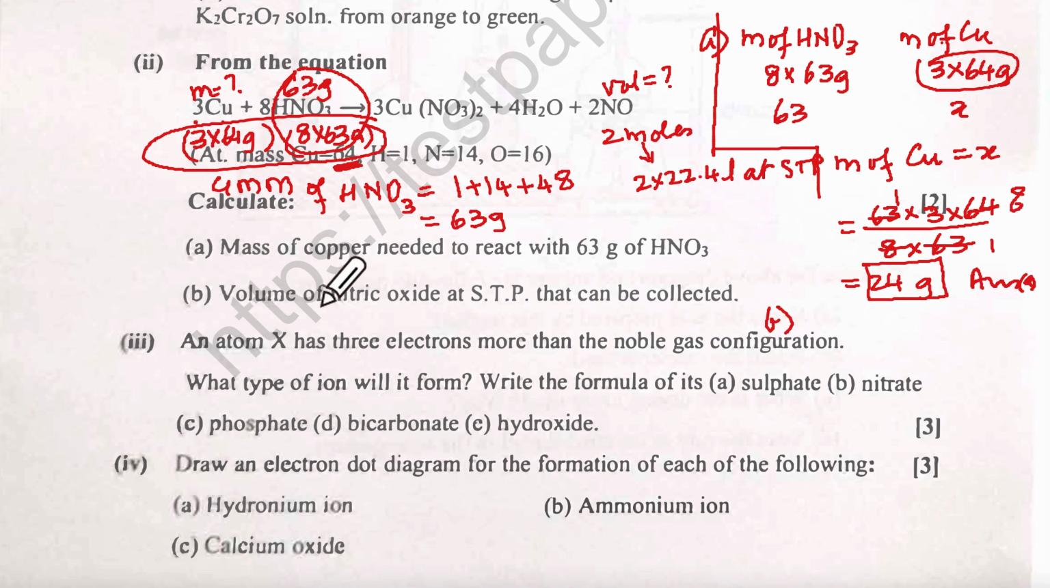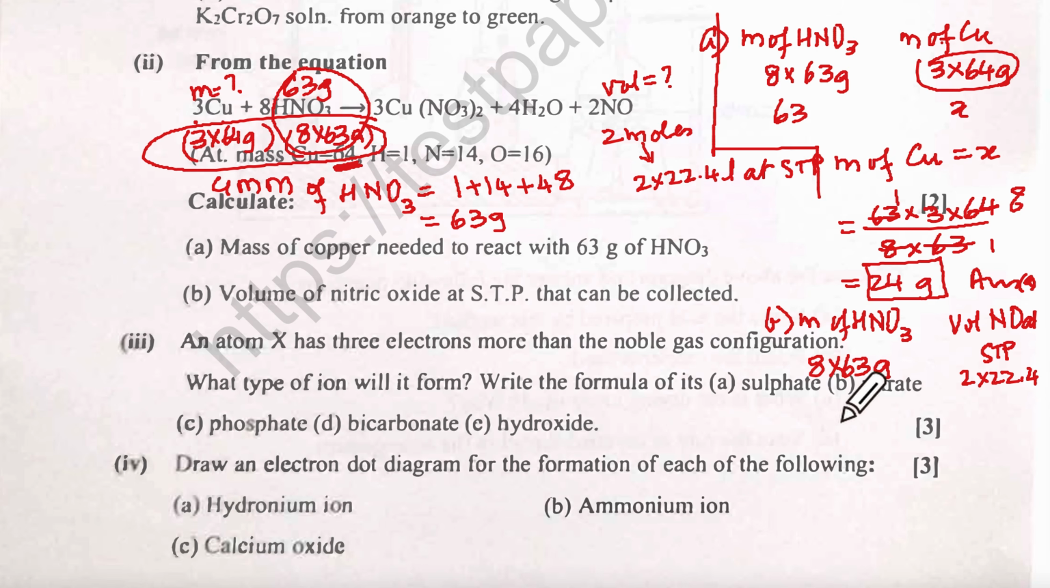Okay. Now, volume of nitric oxide at the same time. Again, what is given? Mass of HNO3, and here it will be volume of NO only, no? At STP, correct? From the equation, what do you see, the bottom numbers? 8 into 63 grams. And here, what did we write? 2 into 22.4 liters.